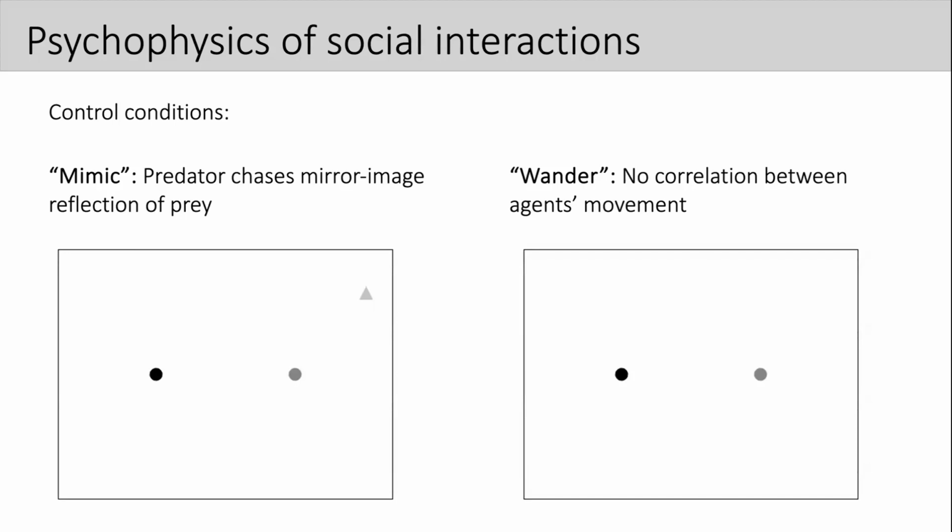I'll show you what that looks like. Participants would only see the circles, but here we're plotting the mirror image prey with this gray triangle. And that's what the predator is trying to chase. I forget if the predator is black or gray in this video, but let's see. Yeah, so the black dot is trying to chase the gray triangle, which is doing this mirror image reflection of what the prey is doing. And then, as I mentioned, we have this wander condition where there's theoretically no correlation between the two agents' movements, and they both just wander on the screen.